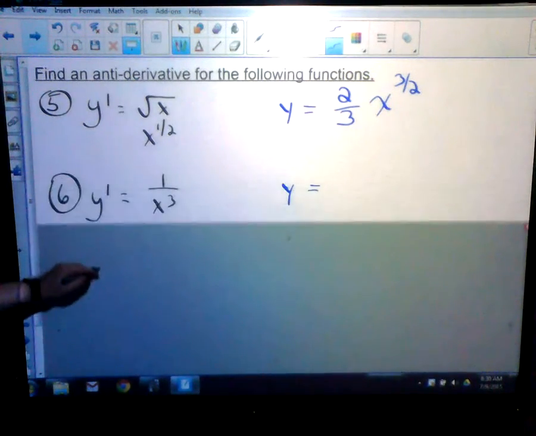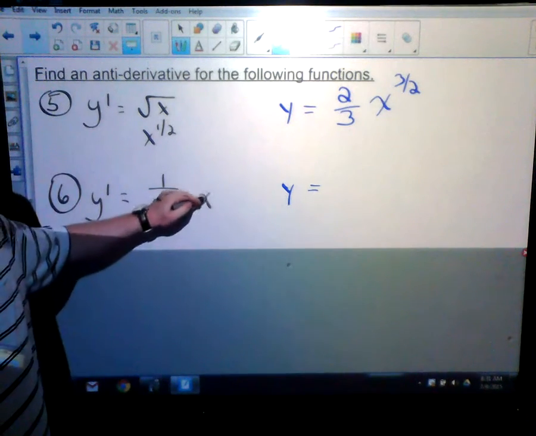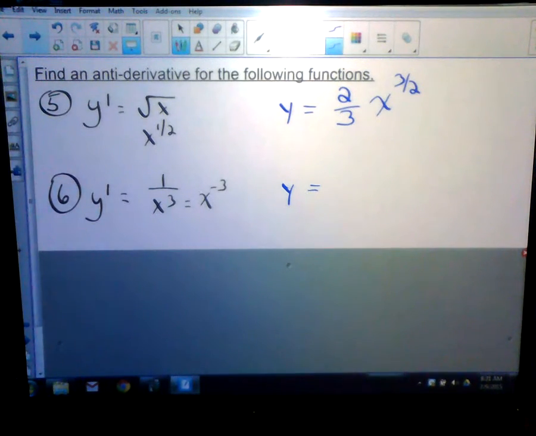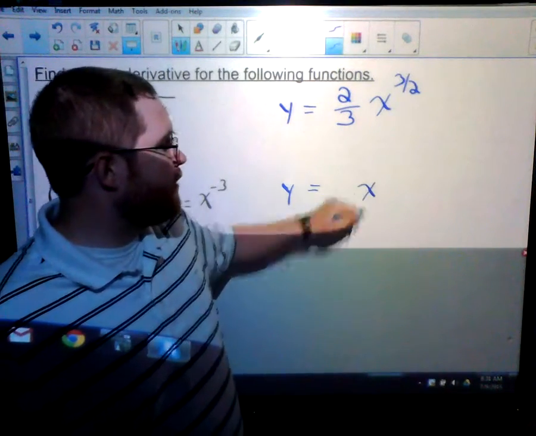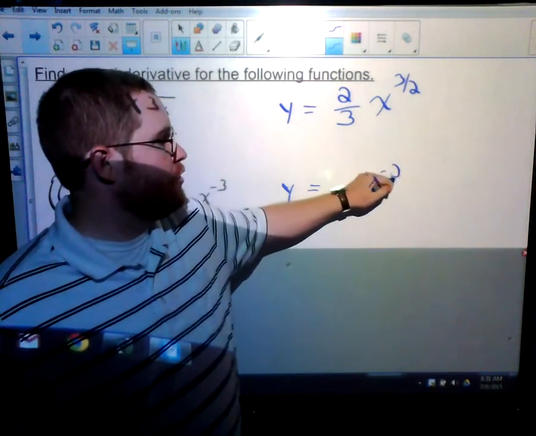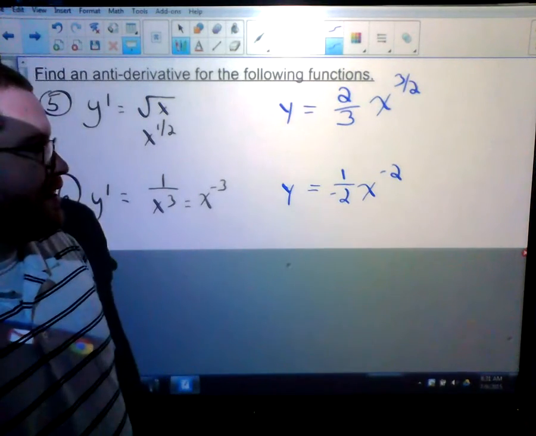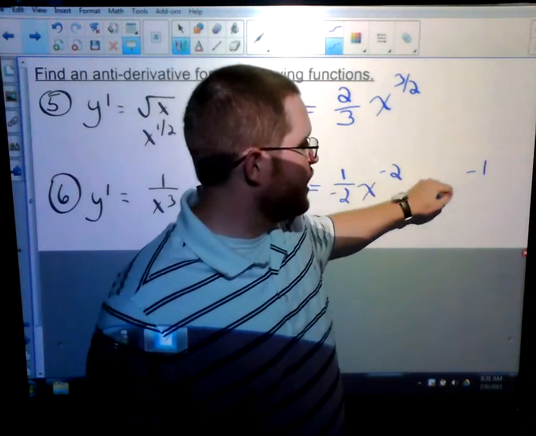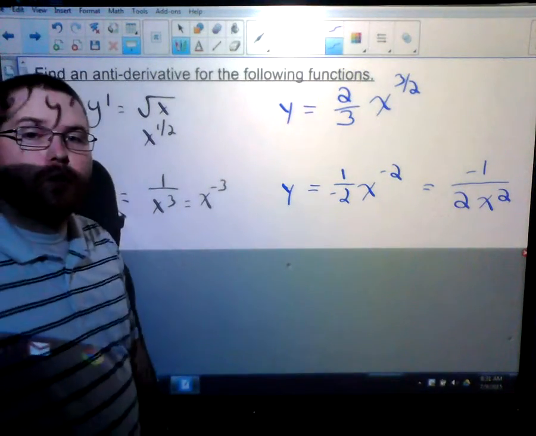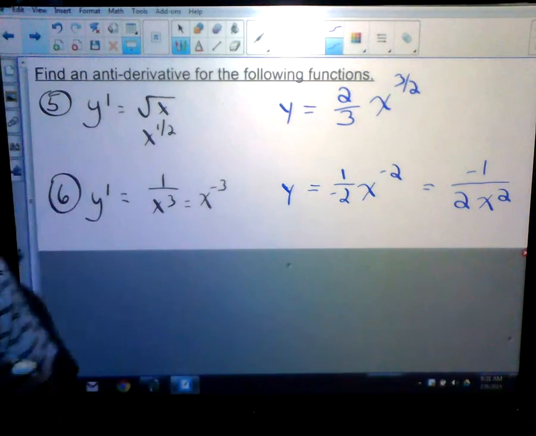Okay? How about this? I don't like the way it's written, so let's rewrite this. That's x to the -3rd. Well, let's follow the power rule. The power rule says add 1. Be very careful. If you add 1 to -3, you don't get -4, you get -2. And now flip it and put it in front. Cleaning that up a little bit, you'd have the -1 on top. On bottom, you'd have 2x squared. If you ever want to check your work, this is very easy to check. Just take the derivative of this and see if you get back to this.